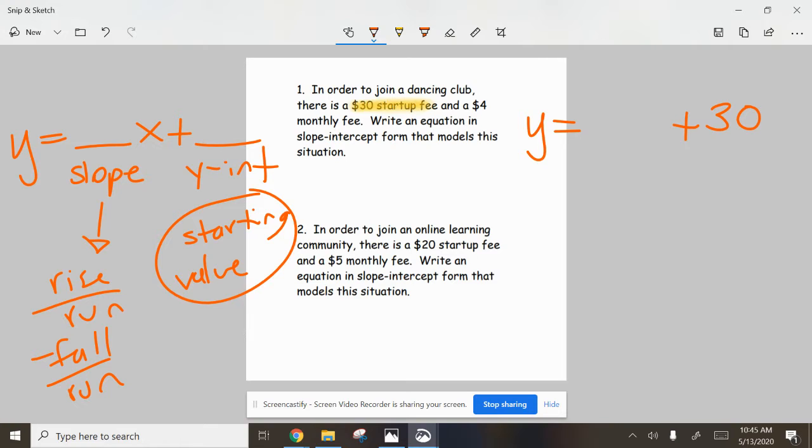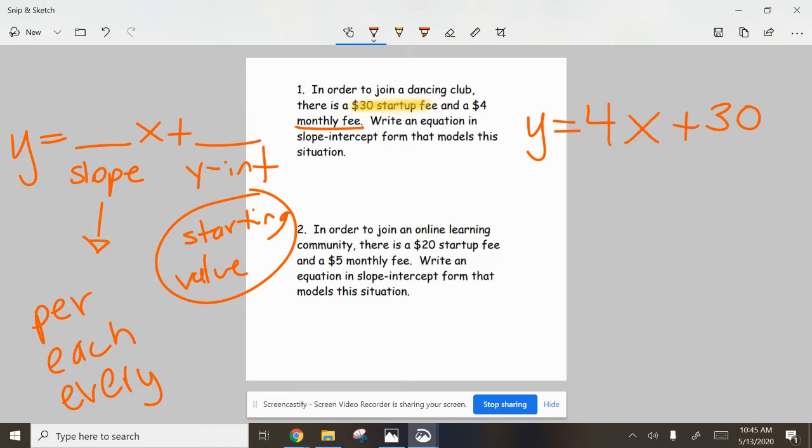And it's $4 per month. Whenever you see slope, I want you to think of per, each, every. Those are your key words that tell you it's slope. This says $4 monthly fee, so it doesn't really say the per, but it's going to be $4 per month. What if I didn't want to put x? It says per month. Could I put m? Either one of these would be perfect. All right, that is a great start to this.